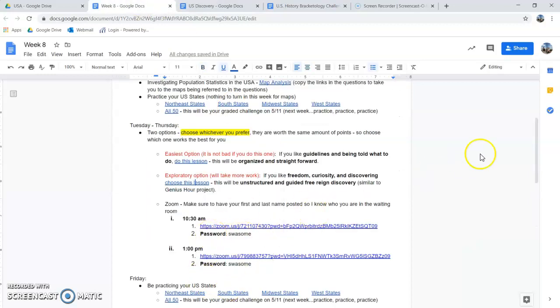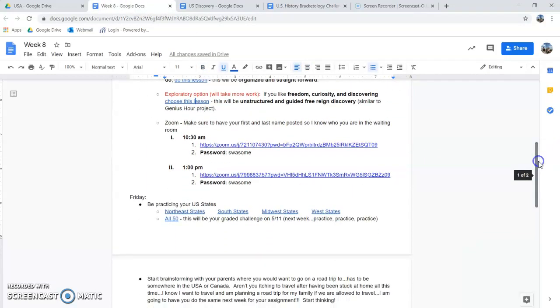Also on Tuesday, we have our Zoom meetings, and then Friday, again, you are practicing your U.S. states. Nothing to turn in, just practicing those by regions, and if you want to, practice the All 50. The All 50 is what you'll be tested over next week. And then finally, if you want to, you can start brainstorming and talking to your parents about where we should go on a road trip, because that's going to be our project next week, and I'll give you more information then.